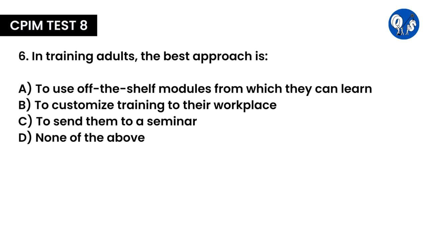Question number 6. In training adults, the best approach is A. To use off-the-shelf modules from which they can learn. B. To customize training to their workplace. C. To send them to a seminar. D. None of the above. Here the correct answer is B.